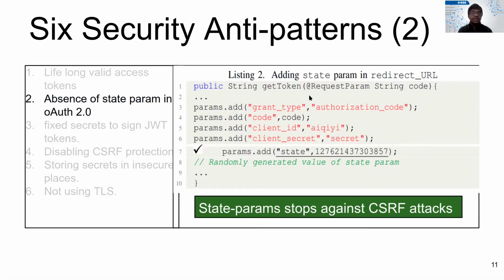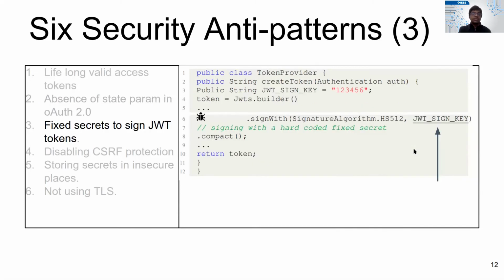The next security anti-pattern is related to OAuth 2, which is an authorization framework. In the authorization framework, there is a redirect URL, and the predictable structure of the redirect URL makes it vulnerable to cross-site request forgery attack, named shortly CSRF. To prevent CSRF attacks, OAuth 2 documentation mandates using a randomly generated state parameter. However, we have found that the developers tend not to use this state parameter. As a result, the predictable structure of the redirect URL makes it vulnerable to CSRF attacks.